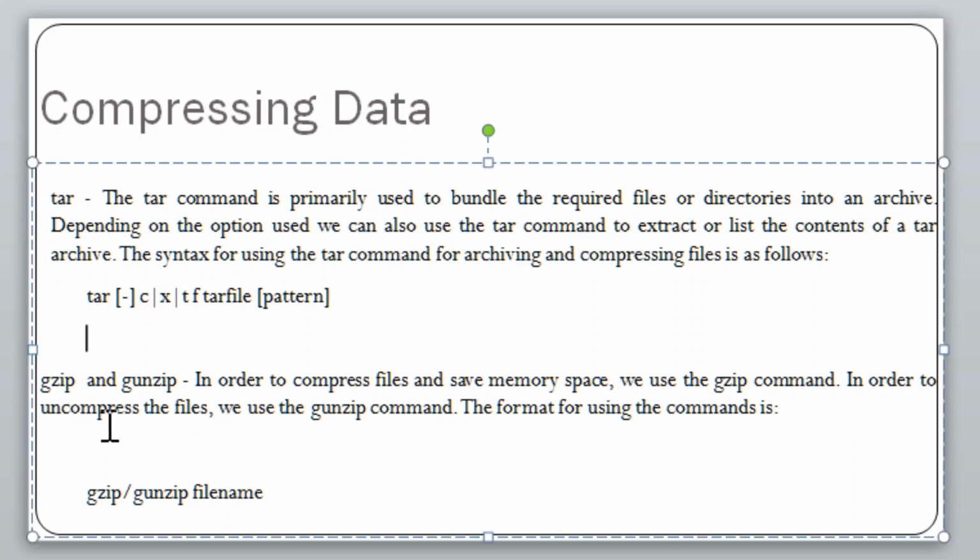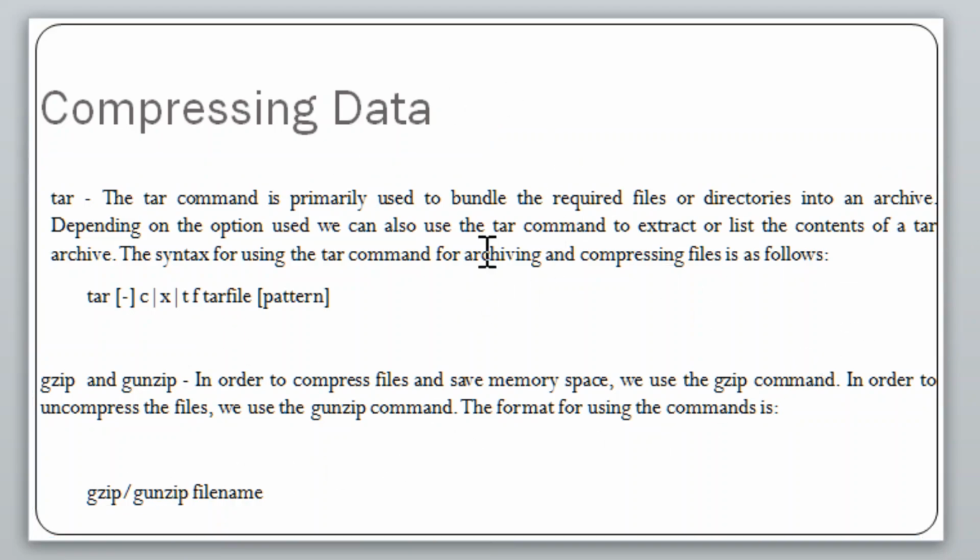And then speaking of gzip, we have gzip and gunzip. In order to compress files to save memory space, we use the gzip command. In order to uncompress the files, we use the gunzip command. The format for using the command is as follows. So we do gzip or gunzip and then the file. So guys, if you've ever used Windows or Microsoft, this is very similar to zipping a file. Let's go ahead and check that out on our VirtualBox here.